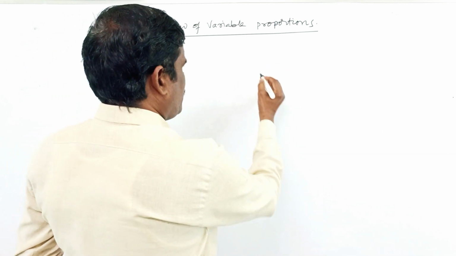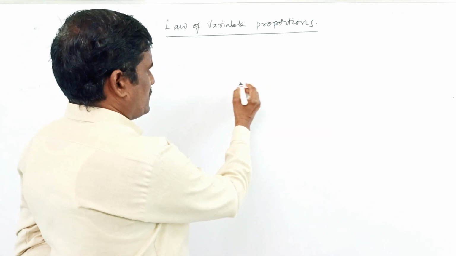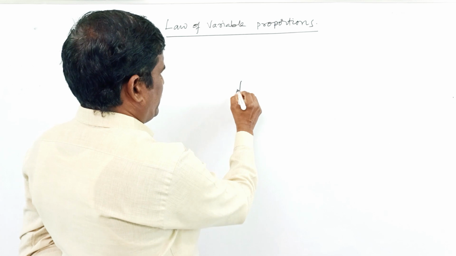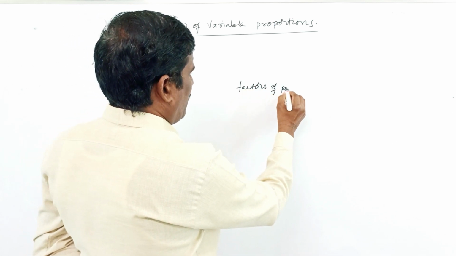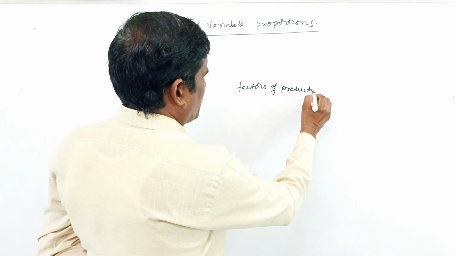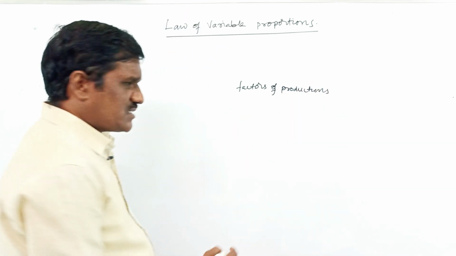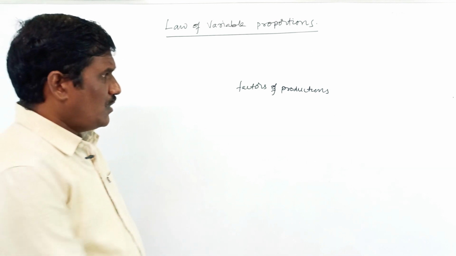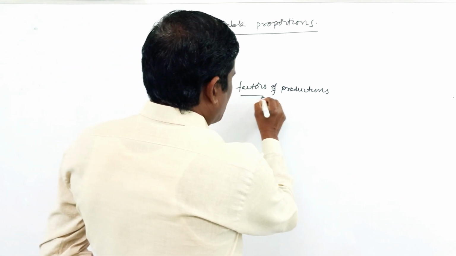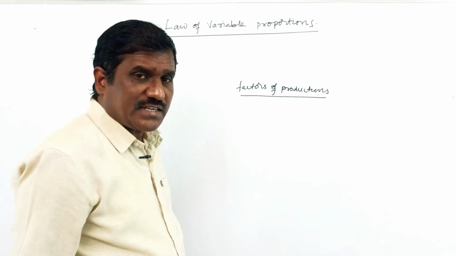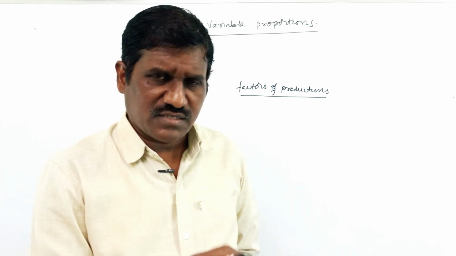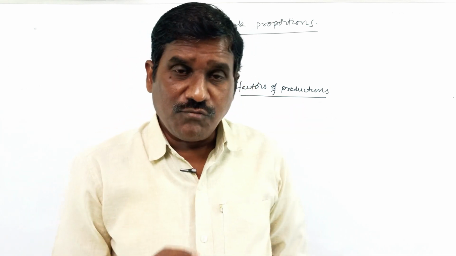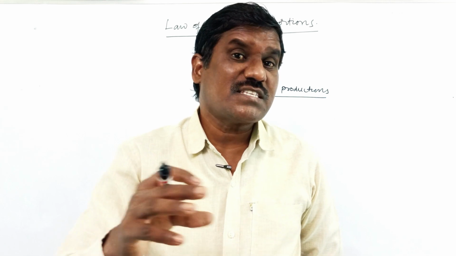Say here, factors of production. What are called factors of production? The factors which are helpful in the process of production are called factors of production.